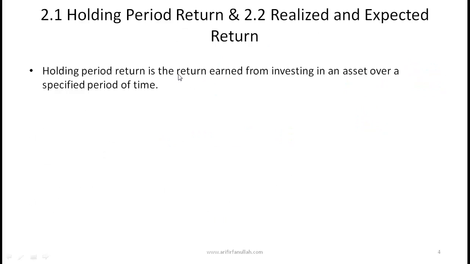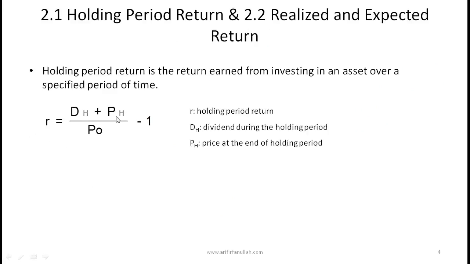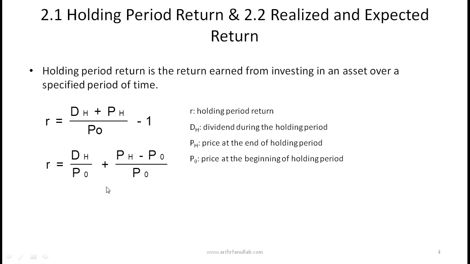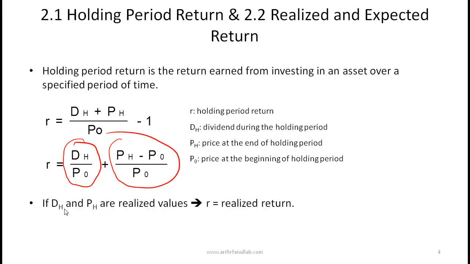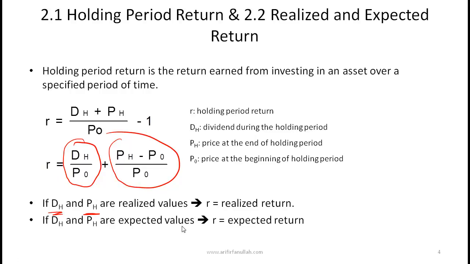Now just a little more on each one of those concepts. Do you remember this formula for holding period return? It's your dividend during the holding period plus the price at which you expect to sell divided by P naught. So really basic. Algebraically it can also be written as this. What's this yield called? That's the dividend yield, and this is the capital gains yield. If the dividend and the price at the end, meaning how much you expect to sell it for, are realized, then the R is a realized return. If they are expected values, then R is the expected return.